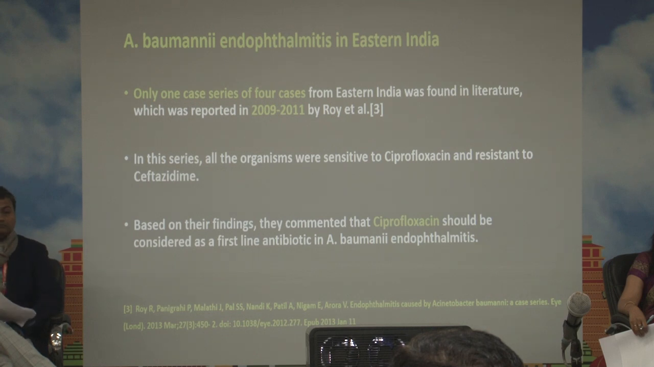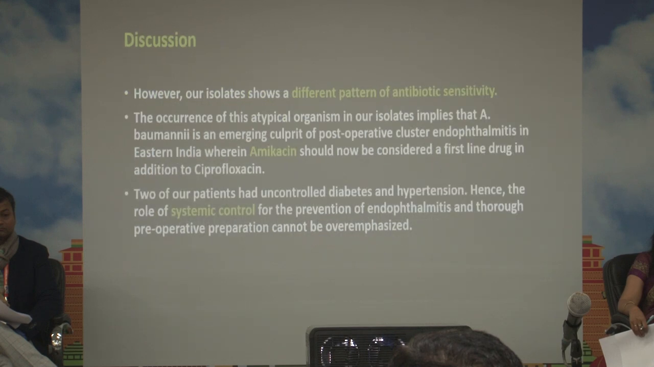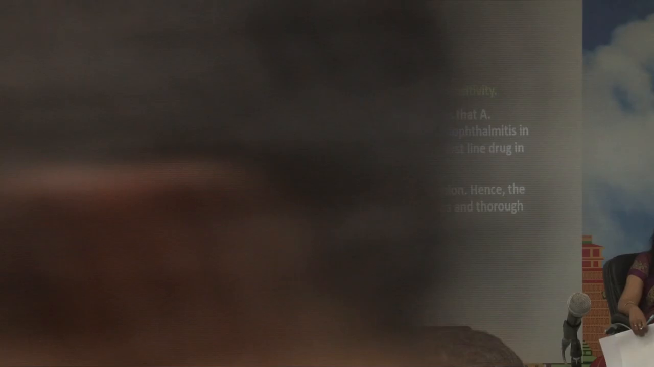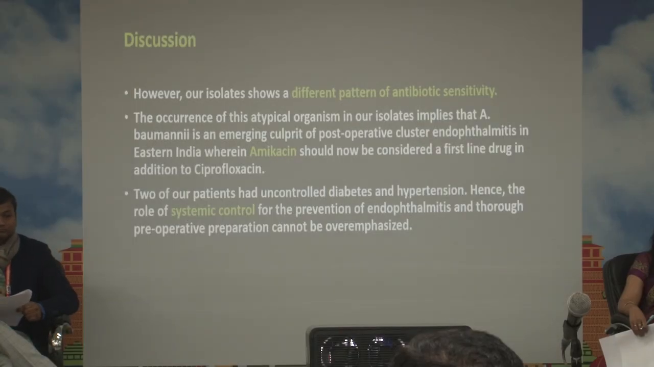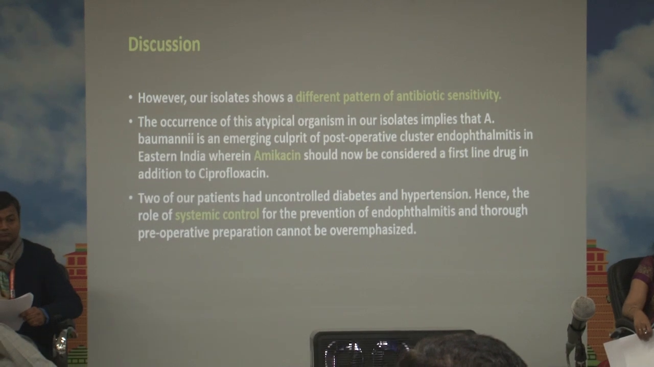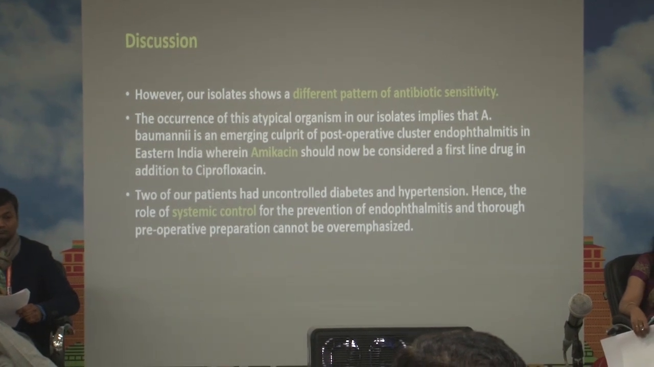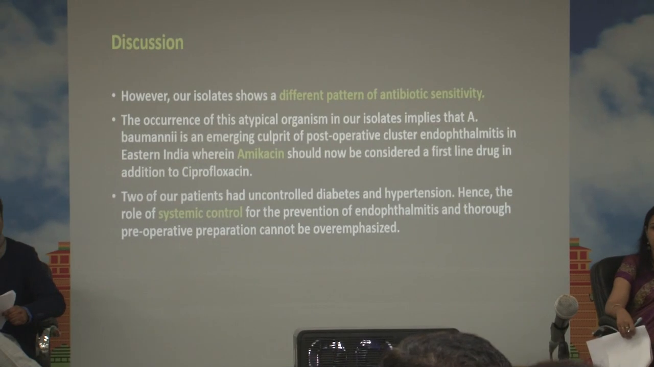by Rao et al. In this series, all the organisms were sensitive to ciprofloxacin and resistant to ceftazidime. Based on their findings, they commented that ciprofloxacin should be considered as first-line antibiotic in A. baumannii endophthalmitis. However, our isolates show a different pattern of antibiotic sensitivity. The occurrence of this atypical organism in our isolates implies that A. baumannii is an emerging culprit of post-operative cluster endophthalmitis in eastern India, wherein amikacin should now be considered a first-line drug in addition to ciprofloxacin.